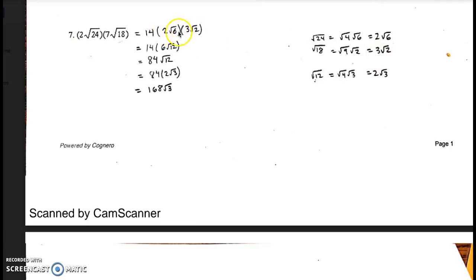And then I multiplied these together. 2 times 3 is 6. Root 6 times root 2 is root 12. And then I noticed, well, actually I did 6 times 14, I got 84. The root 12 has another perfect root that's buried inside of it. 4 times 3, root 4 is my perfect root, and that's 2 root 3. So I have 84 times 2 root 3, and then 84 times 2 gives me 168. So my final answer is 168 times the square root of 3.